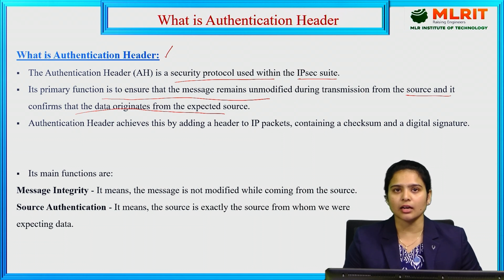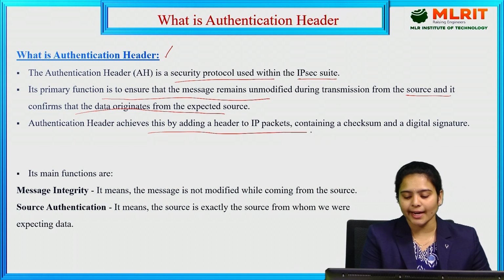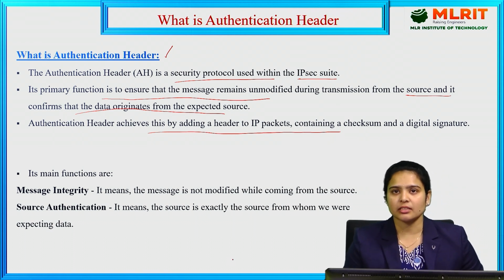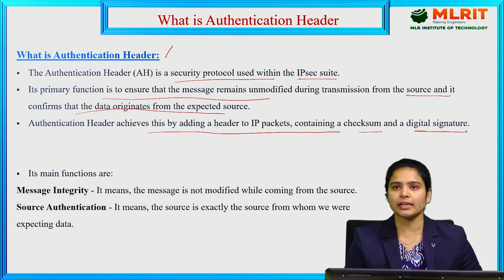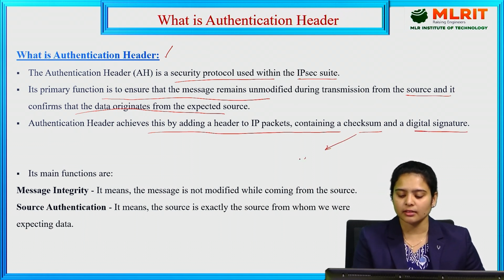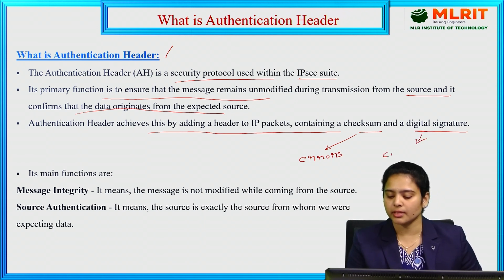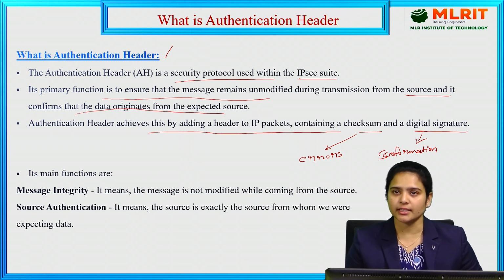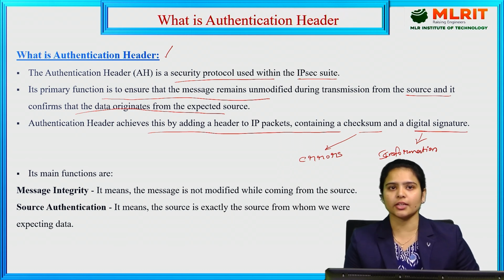So basically the output should come from the source. And it also adds a header to IP packets, that is Internet Protocol packets, containing mainly a checksum and also the digital signature process. Basically this checksum is nothing but errors, and digital signature means some kind of information. So this header to the internet packets contains the errors and also the information in the digital signature process of the authentication header.